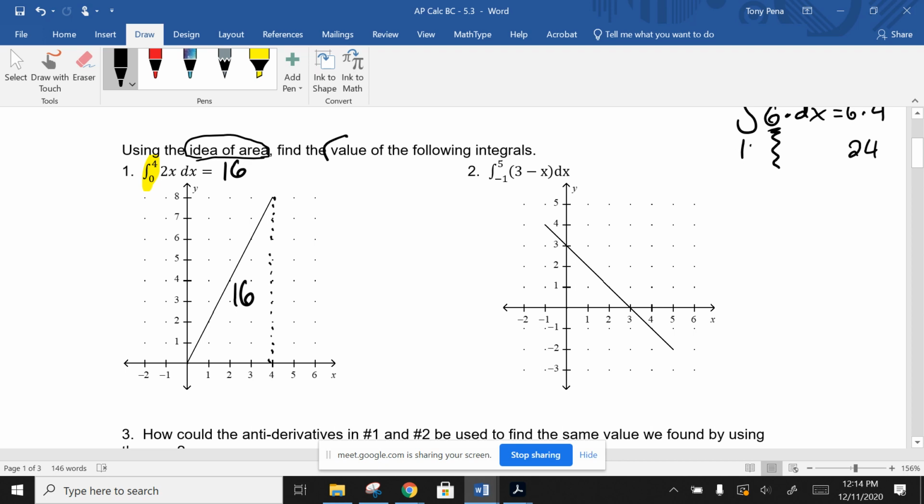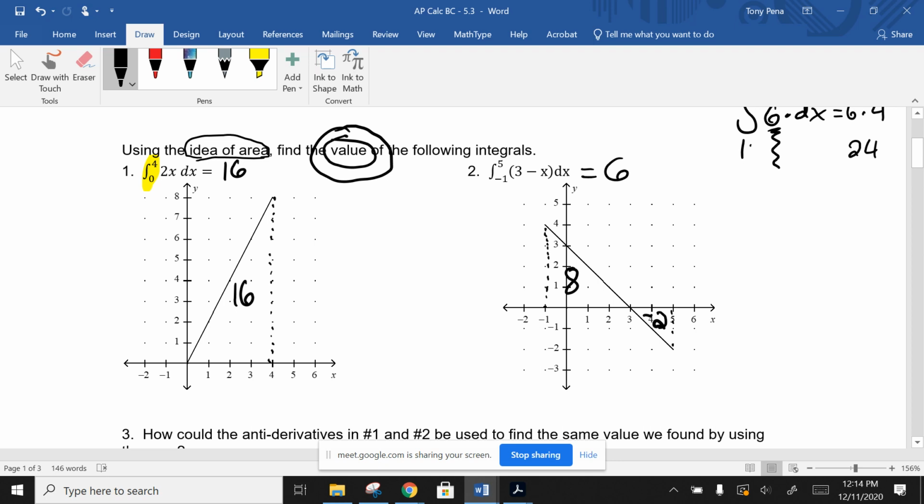Number two, we remember value is the net change. So as we now go from -1 until 5, this is 1, 2, 3, 4, so this is a 4 by 4. The triangle that's above the x-axis has an area of 8. The triangle that's below the x-axis has an area of 2, and since it is below the x-axis, we give that a negative value. Since we are finding the value of the integral, 8 plus a negative 2 would be 6. All right, so that's where we last left off when we were dealing with definite integrals.